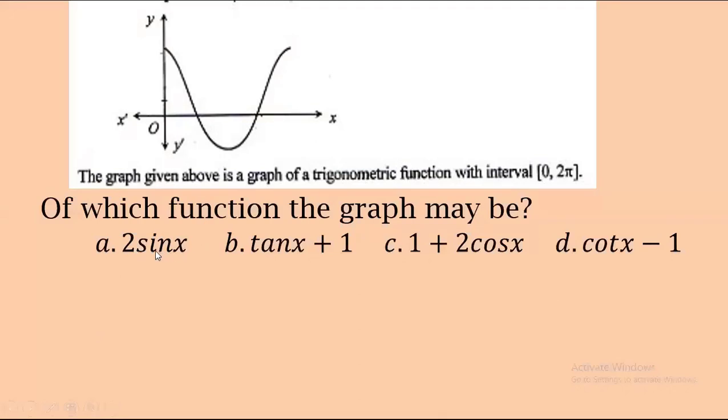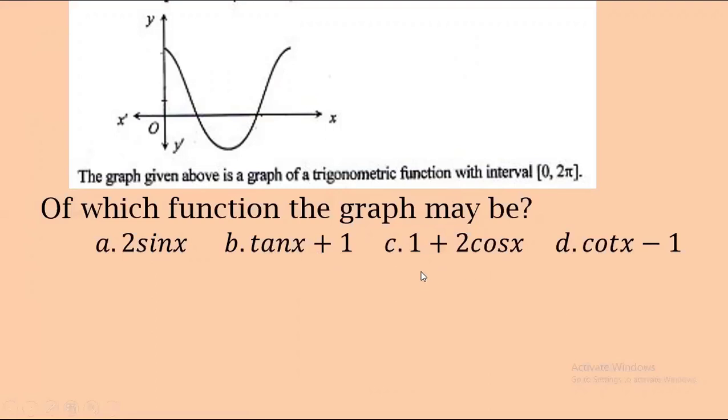Sin x. Sin passes through origin. The figure doesn't. So A is not correct. Tan x plus 1. For tan, in 0 to 2 pi, at least one or two places it is discontinuous. But this graph is continuous here. So option B is not.